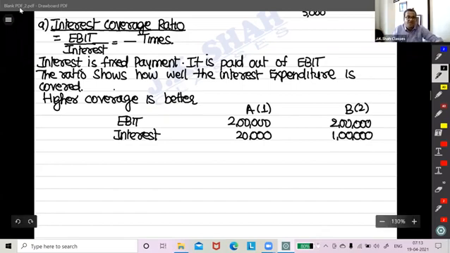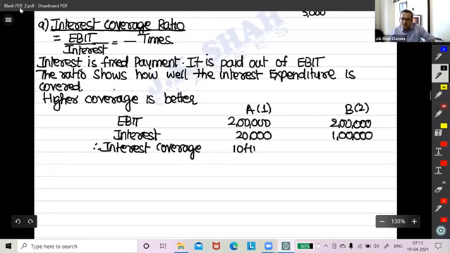Right now, here the interest coverage would be 10 times. It's like I have to pay 20,000 and I have 2 lakh rupees in my pocket, 10 times more. And here the interest coverage is only 2 times. So I have only 2 times the money that I have to pay.